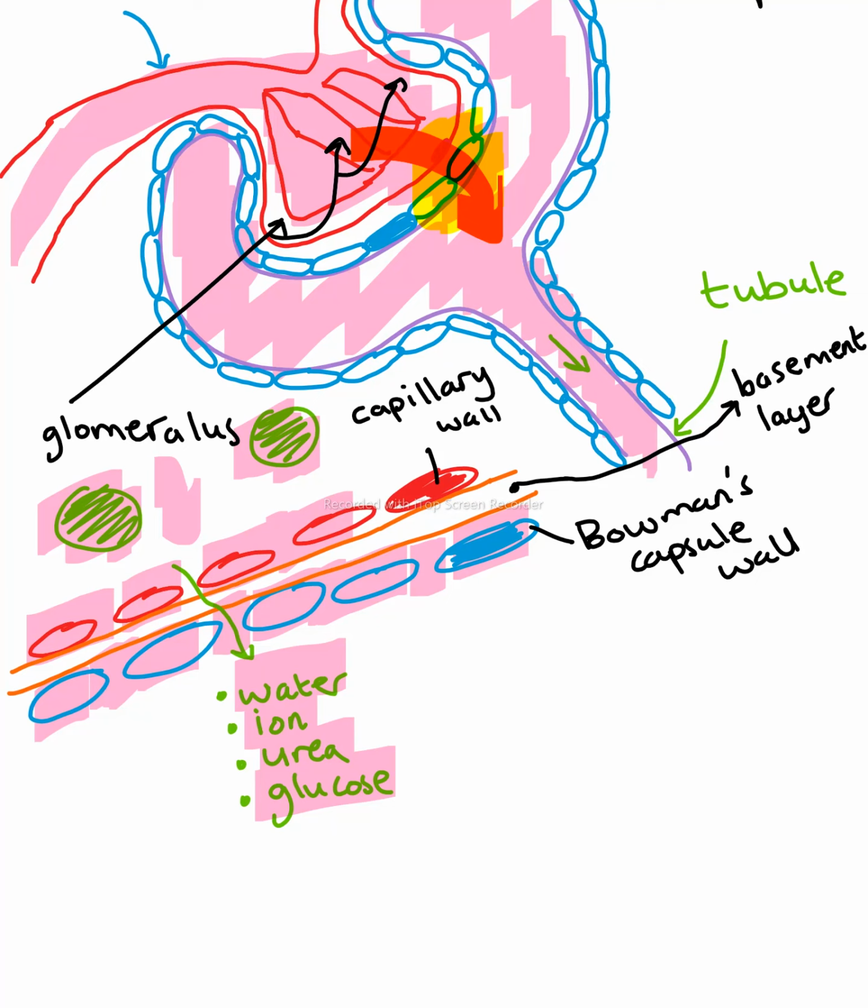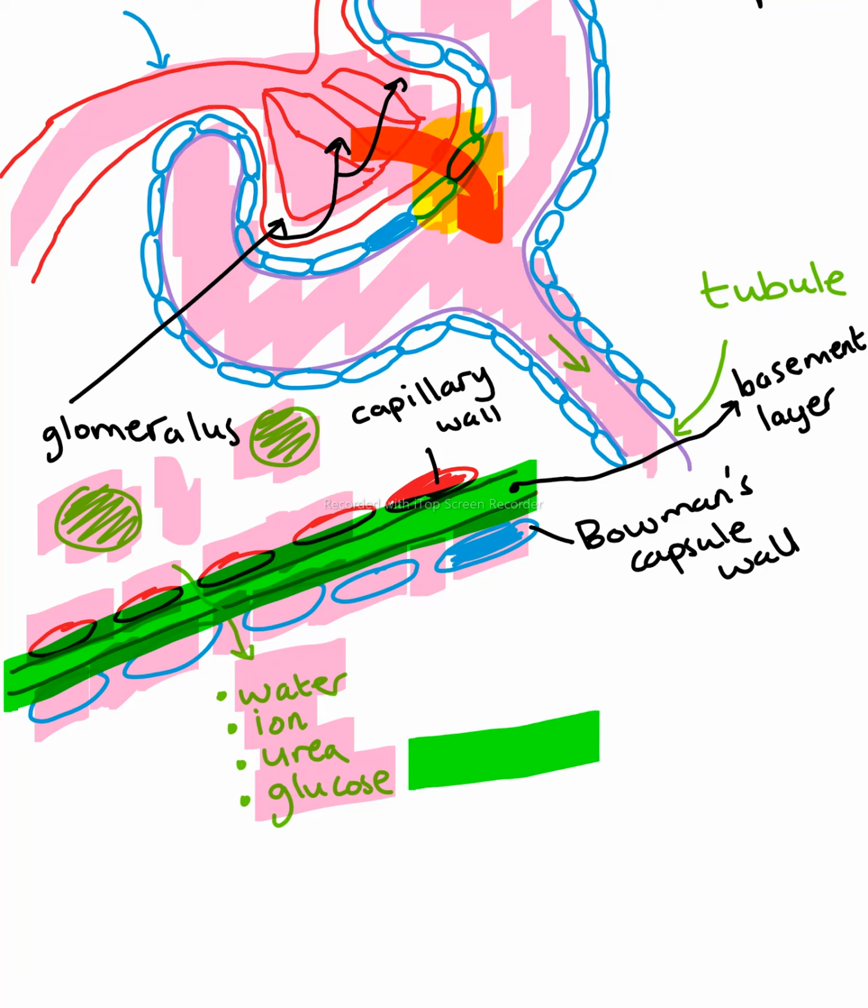You've got a middle layer here. It's called the basement layer. It's not made of cells, but it's permeable. It means it allows things through. Right, I think that's all you need to know for the ultrafiltration process.